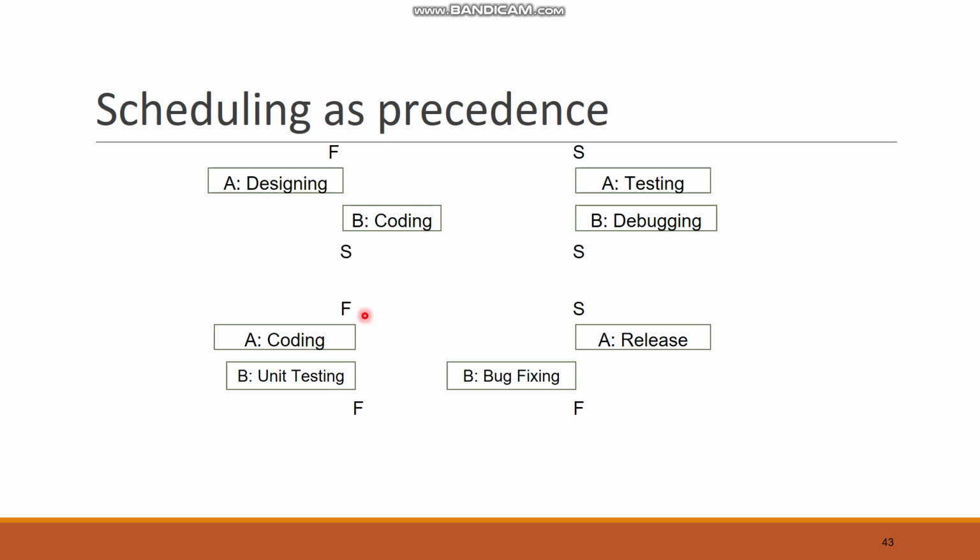Finish to finish, like unit testing cannot be finished unless coding is finished. For example, when you are coding, for each module that you code, you have to do unit test as well. So unit test is not finished unless coding is finished. Bug fixing and release: you cannot release the project until bug fixing is finished. So these are four types of relationship that you have: finish to start, start to start, finish to finish, and start to finish.